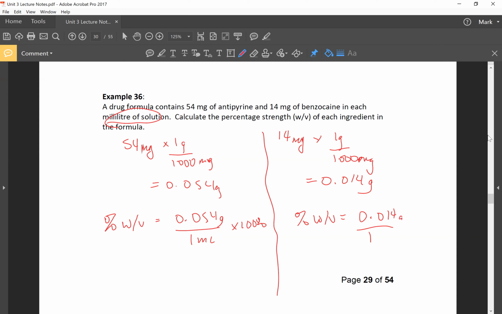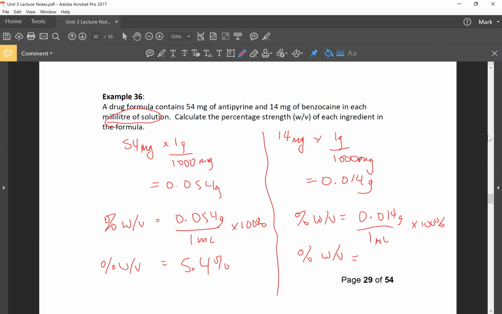You don't need to put your units in for this one. I'm just putting them in, but you certainly don't need to, because again, our answer in percent is always unitless, meaning you just include the percent sign. You don't need to say grams per milliliter or anything like this. So this is 5.4%.